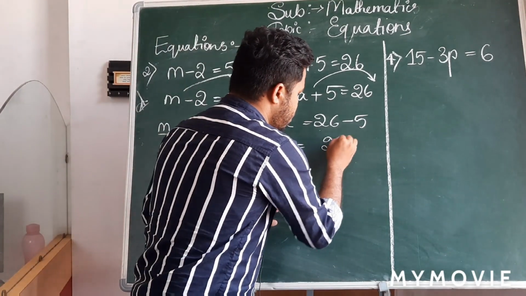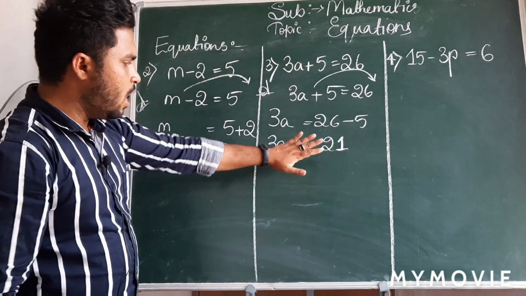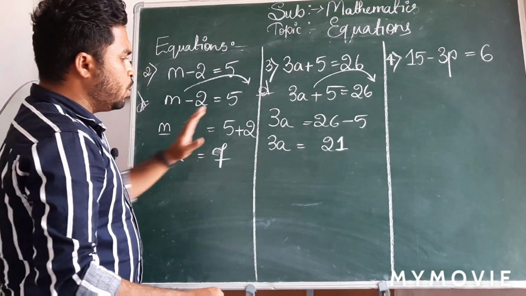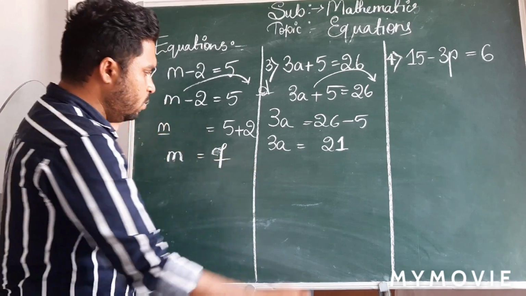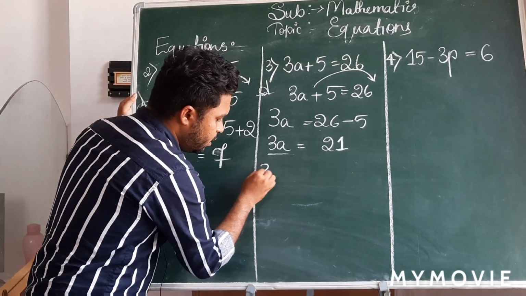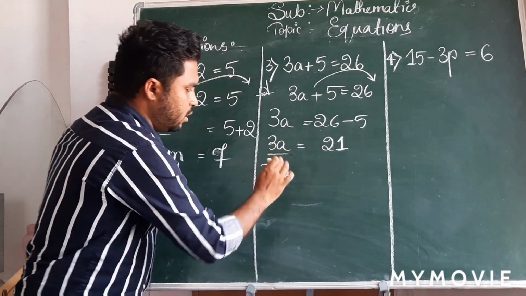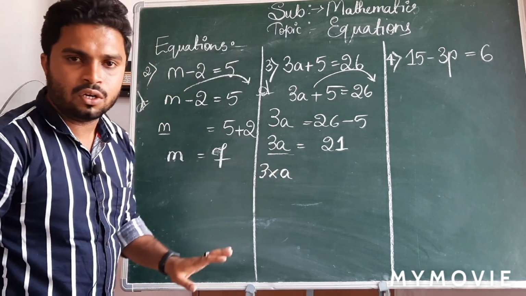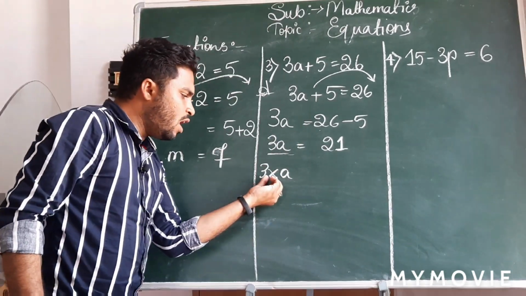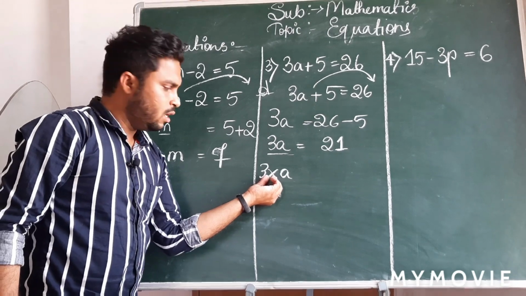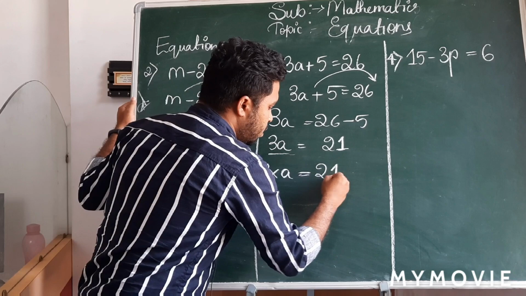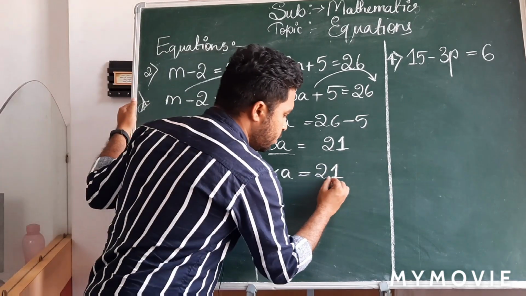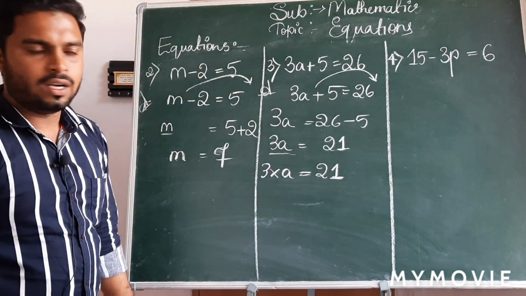So now 3a, 26 minus 5 is what? 21. Now see here students, you will be having doubts, sir, how to do this? What will you do now? What you have here is 3 into a. 3a is nothing but 3 into a. In between you have a multiplication sign, that is equal to 21.